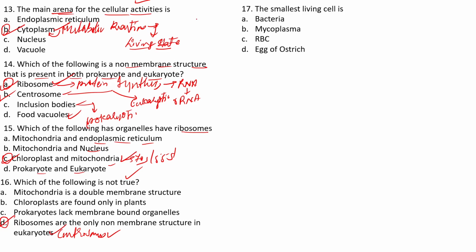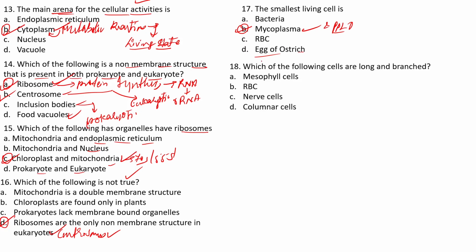The smallest living cell: bacteria, mycoplasma, RBC, and one more we are having is the egg of the ostrich. The egg of the ostrich is the largest living cell. RBC and bacteria are quite big in size, okay? But the smallest living cell is mainly the mycoplasma, and one more name is PPLO. Of course, it has not been given in the options, but the right answer is mainly the mycoplasma.